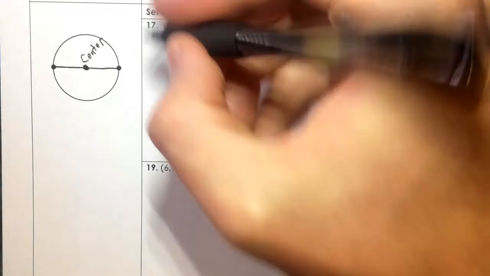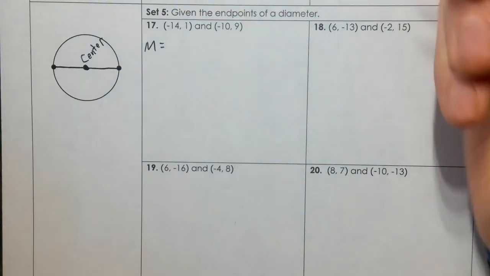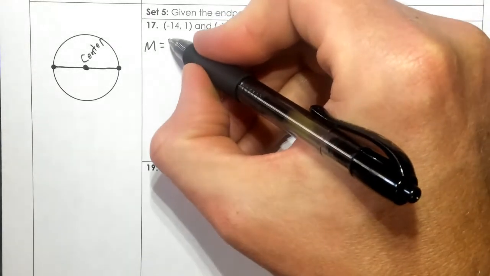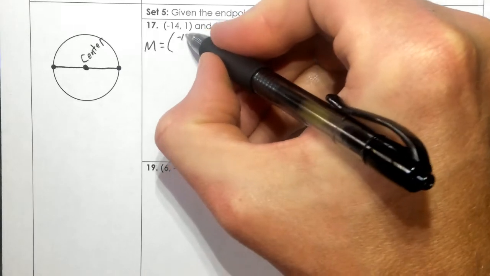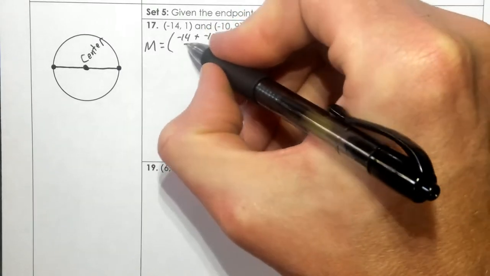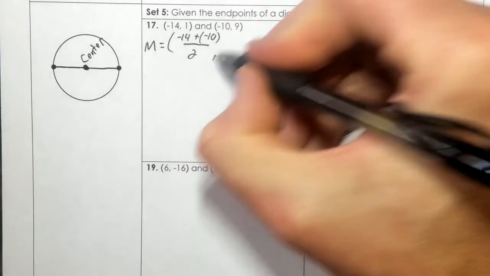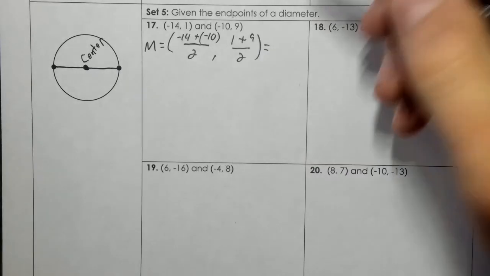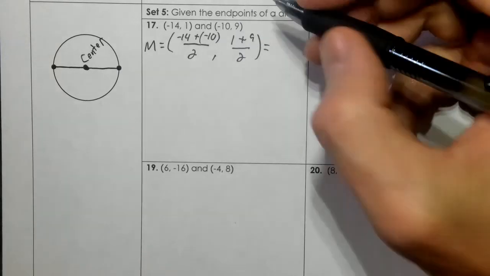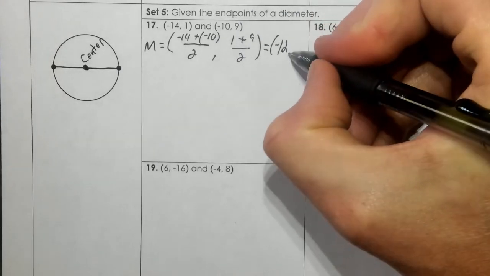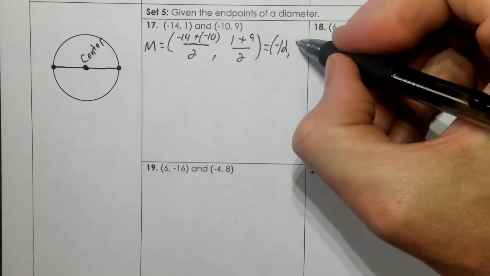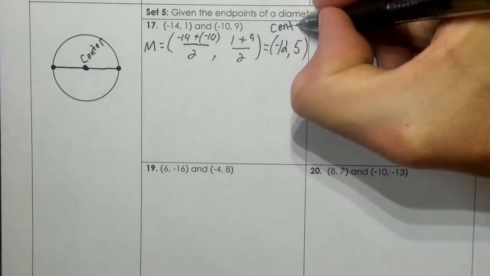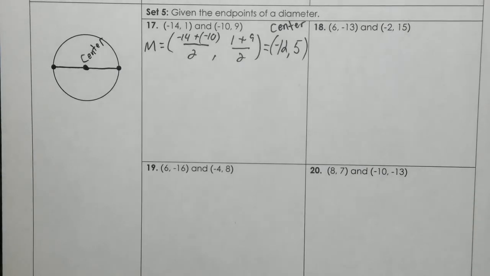So first things first, let's find the midpoint. The midpoint is the average of the x's and the average of the y's. So for the x coordinate, I would have negative 14 plus negative 10 over 2. And for the y coordinate, I would have 1 plus 9 over 2. Negative 14 plus negative 10 is negative 24, divided by 2 is negative 12 for my x coordinate. And 1 plus 9 is 10, over 2 is 5. So negative 12, 5. What we found here is the midpoint, aka the center of the diameter, so therefore the center of the circle.